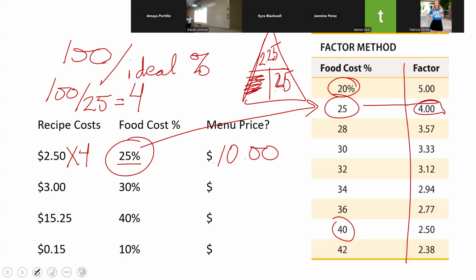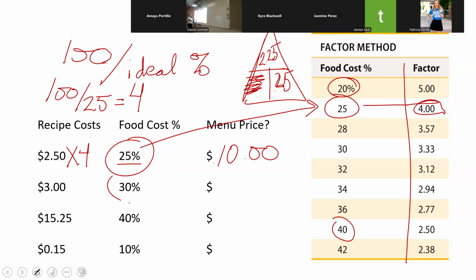Wait, so why are we dividing 100 by 25 if we already know our factor? So in order to find the factor, you have to divide 100 by the ideal percentage. That's the first step. Okay, so then let's do the next one.